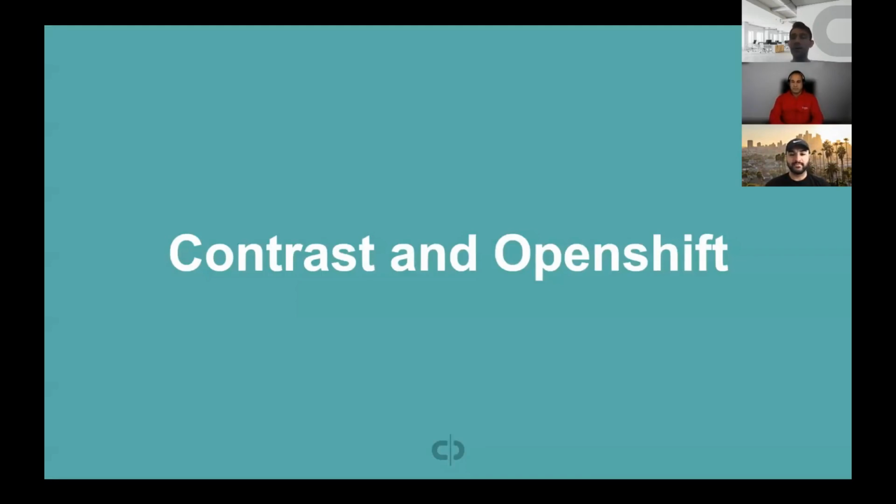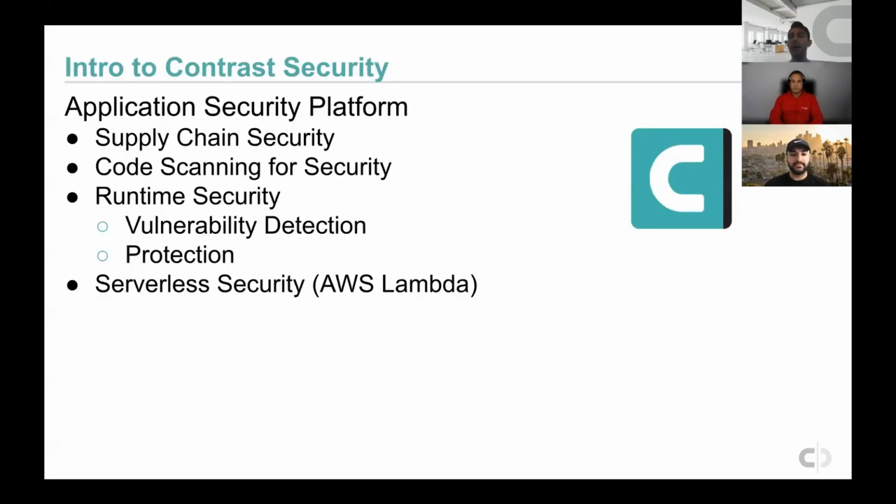So how does this all fit together with Contrast and OpenShift? Ankur, the stage is yours. Cool. So just a quick overview of what Contrast provides. As Mark was mentioning, it's within the realm of application security. So things like code scanning for vulnerabilities and supply chain security are all within the scope of what Contrast offers in our application security platform, which is purpose-built for modern tech stacks like microservices and serverless functions. So that's the neat thing about Contrast.